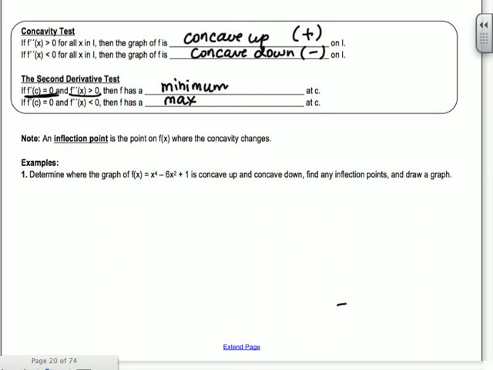Okay, so number one, it says determine where the graph of f of x equals x to the fourth minus 6x squared is concave up, concave down. Find any inflection points and draw a graph.